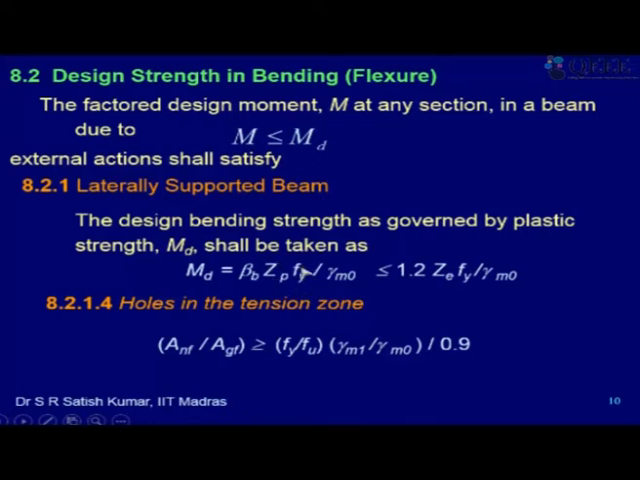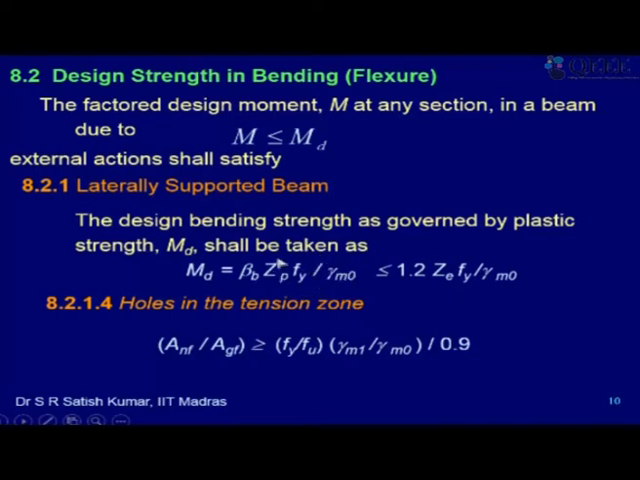And since Fy has an uncertainty, my design capacity, the minute I put D, I should put gamma M naught. Okay, so MP will be ZP Fy, but MD will be MP by gamma M naught. Okay, so this will be my plastic design capacity.